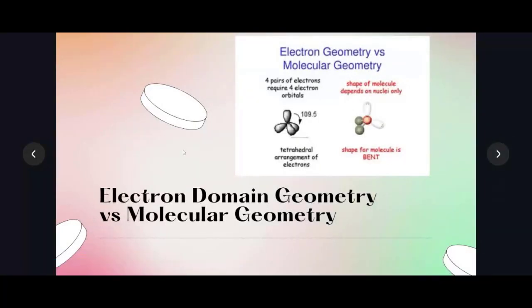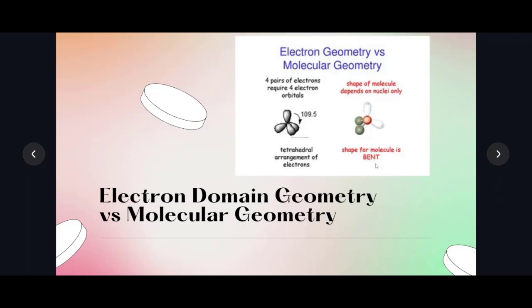So here's another example of how electron domain geometry differs from molecular geometry, where electron geometry accounts for the areas of electron density, right? So notice how we have 4 pairs of electrons that require 4 electron orbitals. So therefore, it's going to be the tetrahedral arrangement of electrons. However, with the molecular geometry, you account for the shape of the lone pair repulsion and also the shared atoms. So in this case, still 4 areas of electron density, right? But because there are 2 lone pairs and 2 shared atoms, we have the shape called bent.